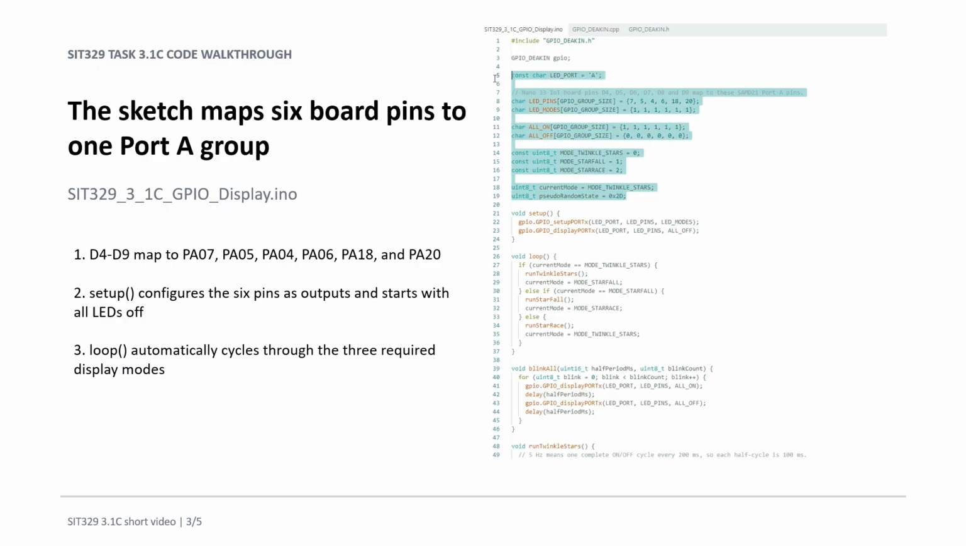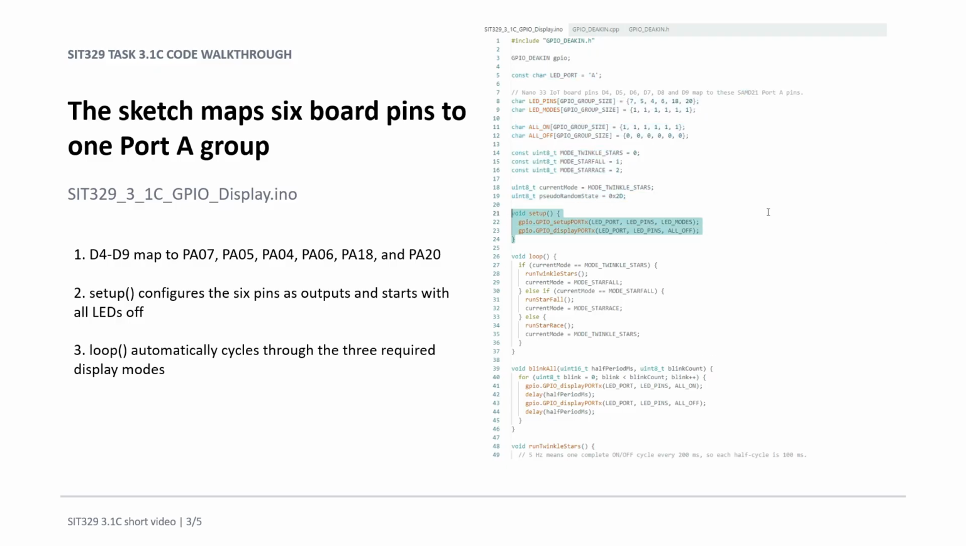This is the main Arduino sketch. I selected pins D4 to D9 because they all map to port A pins on the SAMD21 used by the Arduino Nano 33 IoT. In the code, LED port is A and LED pin stores the 6 physical port pin numbers 7, 5, 4, 6, 18, and 20. LED mode is all ones because all 6 LEDs are outputs.